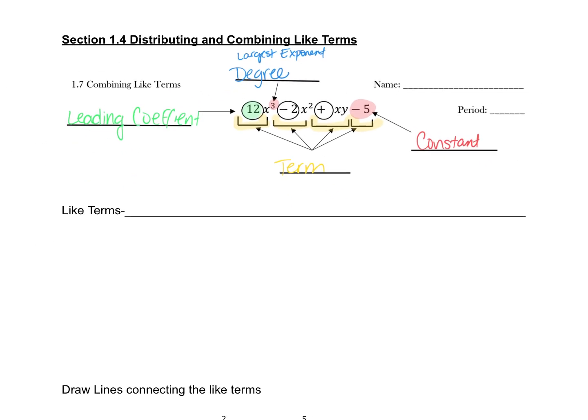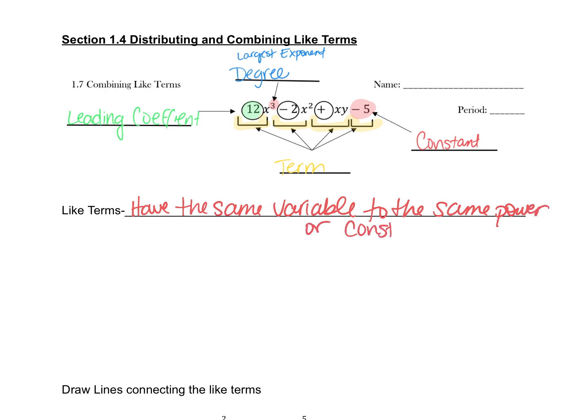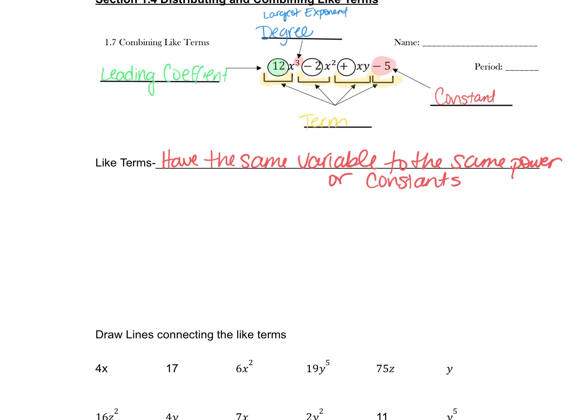Okay, like terms, this is huge. So like terms have the same variable to the same power, or constants. Okay, so constants are always like terms. You can always add, they're just regular numbers. You can add them or subtract them. The other ones have to have the same variable to the same power, so the same exponent.